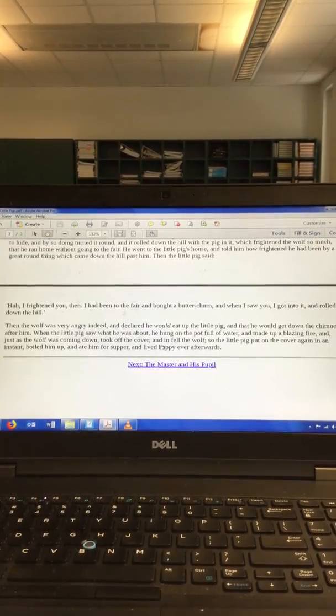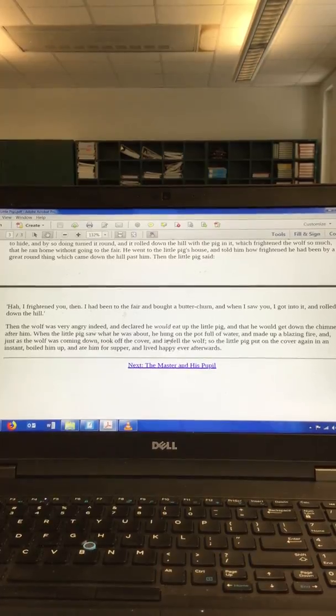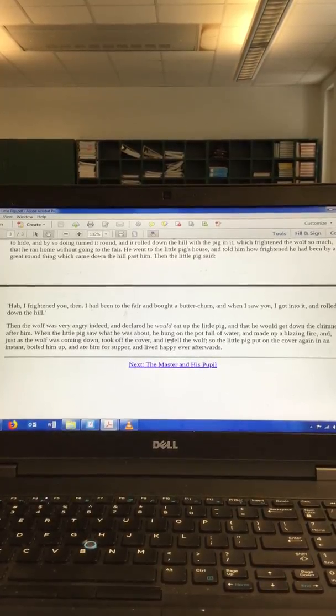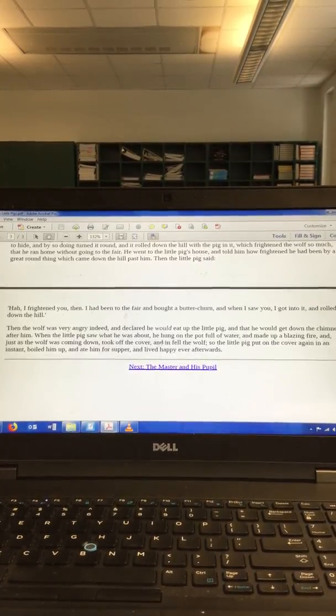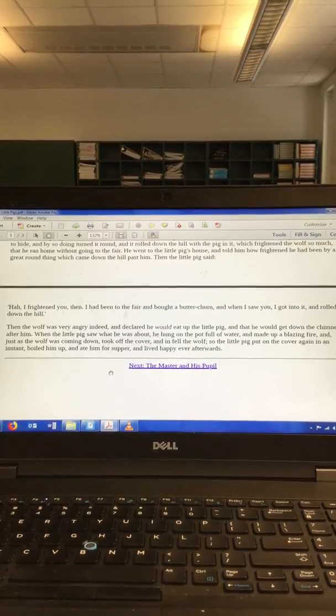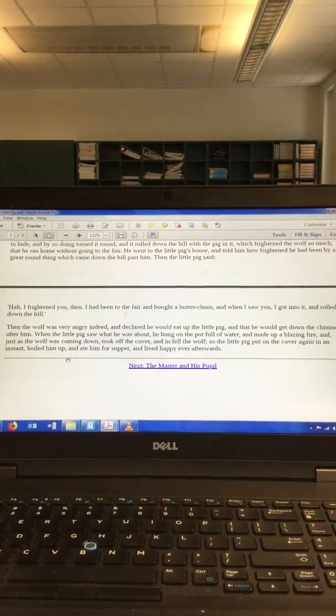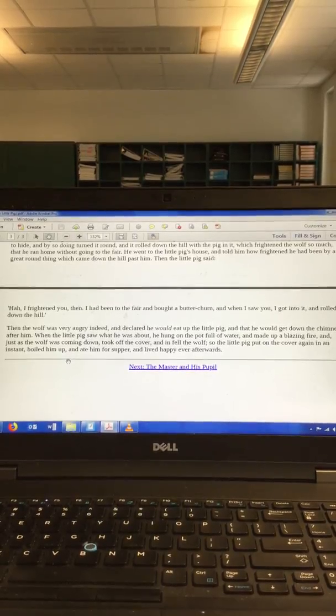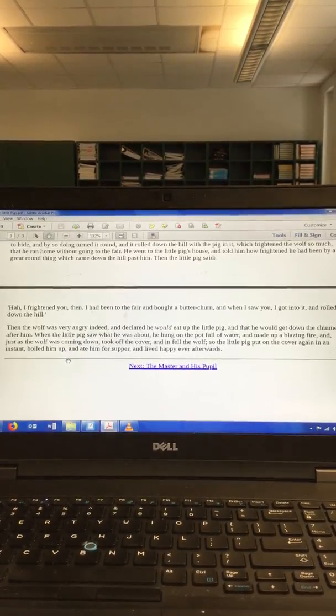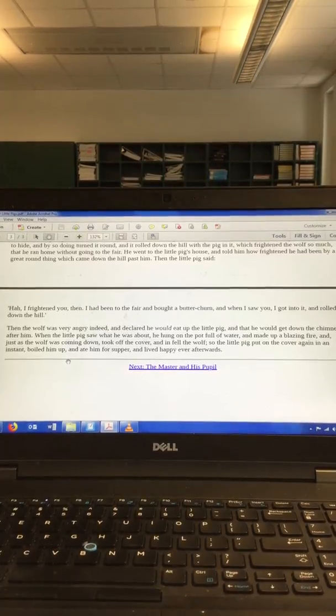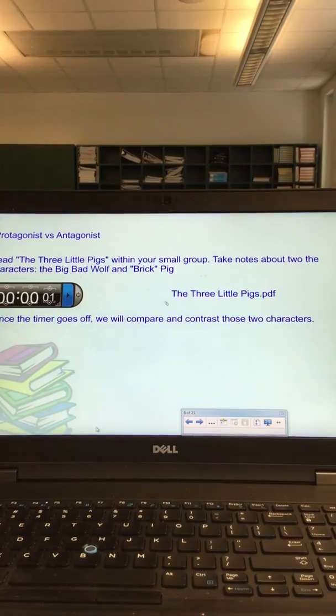pig that made his house out of bricks killing and eating the wolf. So it's definitely a different story. It's not as sanitized as some of the versions that students read today. So it'll be a new kind of retelling of a story that they're all used to, and a story that has a very clear antagonist and protagonist, and a story in which each event is clearly pushed forward or influenced by those two characters.